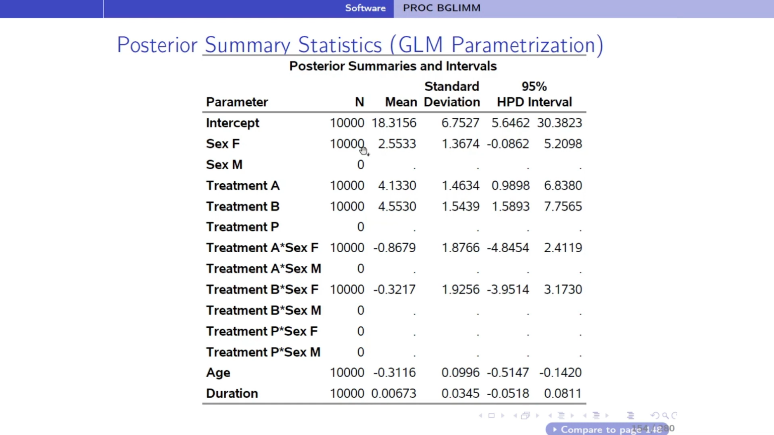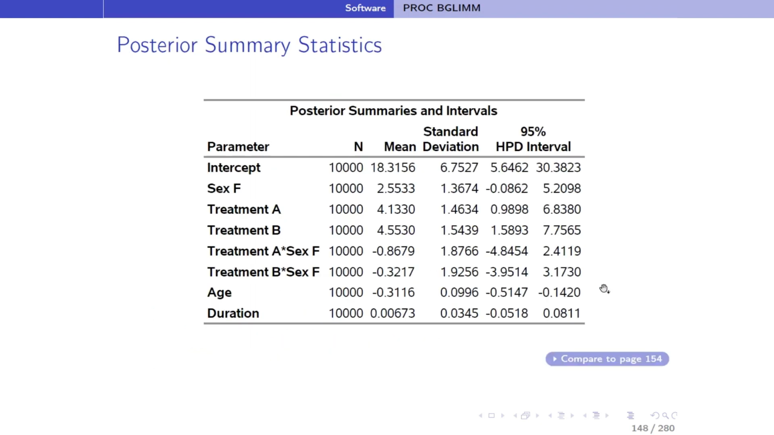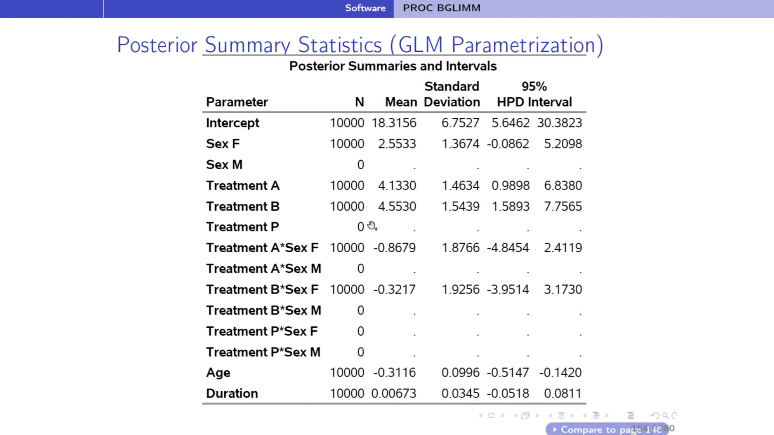You can also have posterior summary statistics for a GLM parameterization. The GLM parameterization is different from the summary statistics of the reference parameterization. I think this is just to indicate that I can run the same analysis with GLM parameterization versus a reference parameterization, and it supports either way. But notice that there are things such as zeros. These are all included in the model because that's a GLM representation.